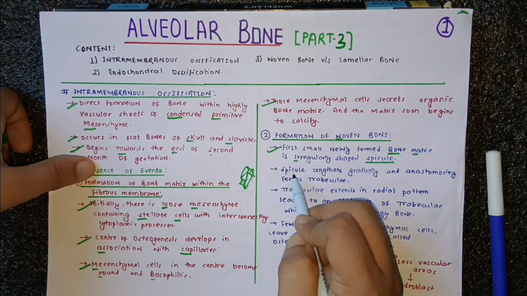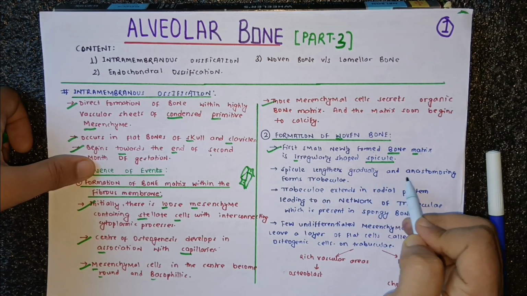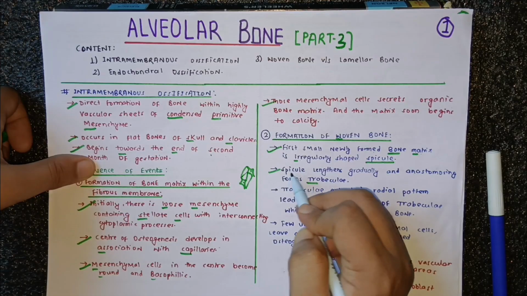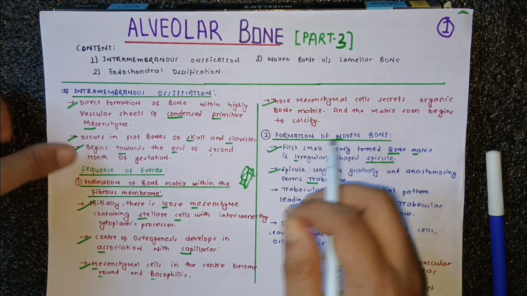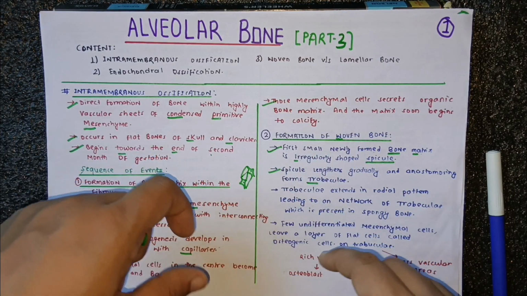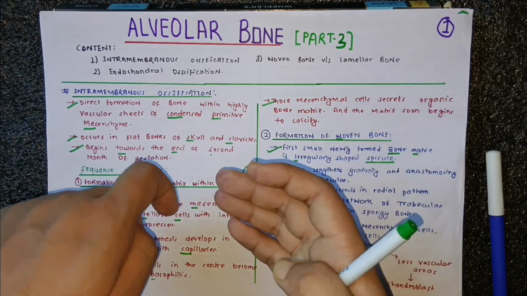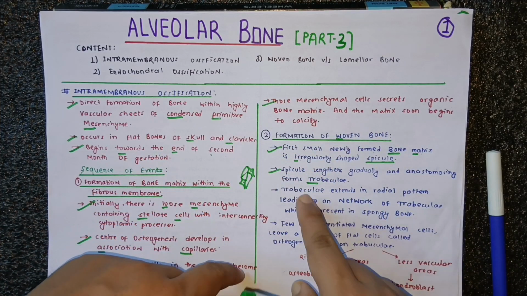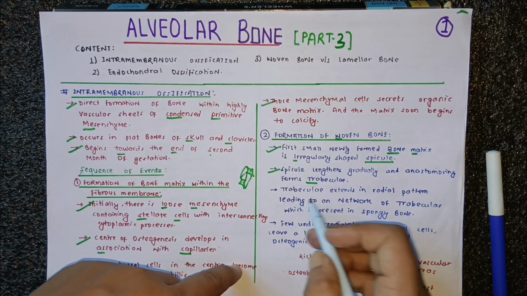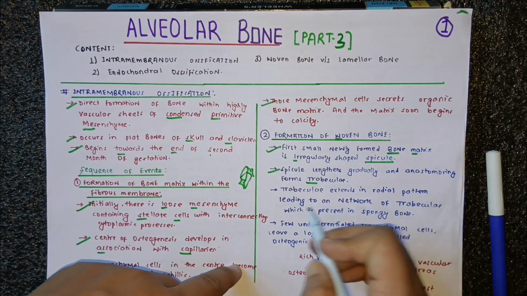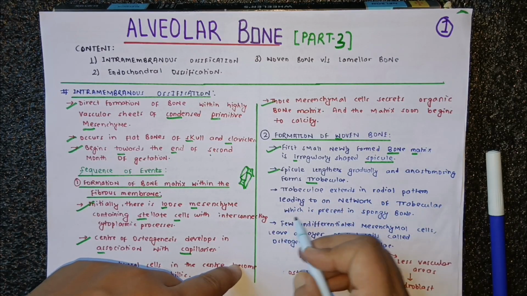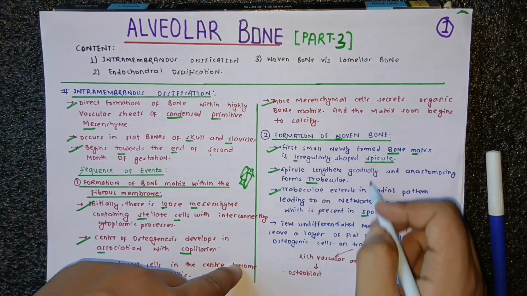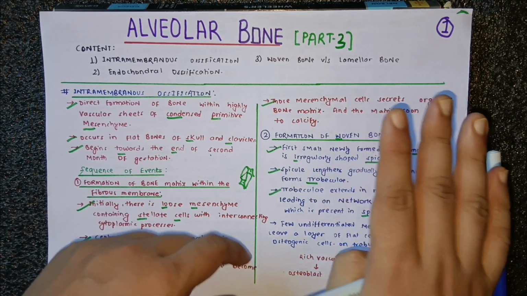So first, the small newly formed bone matrix is an irregularly shaped spicule. After that, the spicule lengthens gradually and anastomosing forms the trabeculae. Those spicules grow in length and interconnect with other spicules, and they form a network of spicules that is called trabeculae. And the trabeculae extend in a radial pattern, leading to the network of trabeculae which is present in spongy bone. So this sequence you should learn, the formation of the Orban bone.